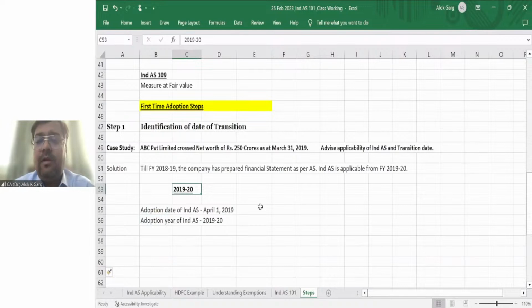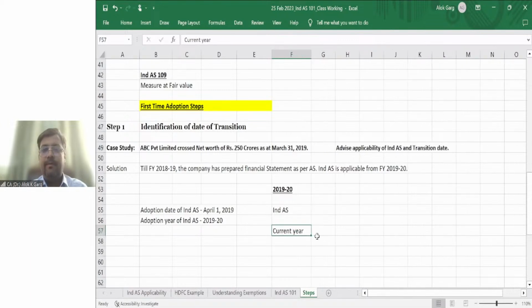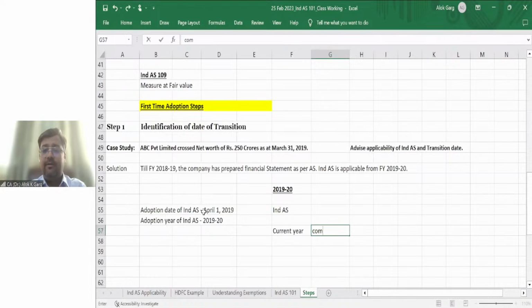Sir, how much period of financial statement needs to be prepared in this case? 2019-20 financial statement should be as per Ind AS, right? But when you prepare the 2019-20 financial statement, of course, you will prepare the balance sheet as of 31st March 20, right? In that case, this 1920 is the current year, right? Don't you think that comparative numbers are also required to be given? Comparative financial statements are also required. What will be the comparative year? 2018-19. 2018-19 is the comparative year.